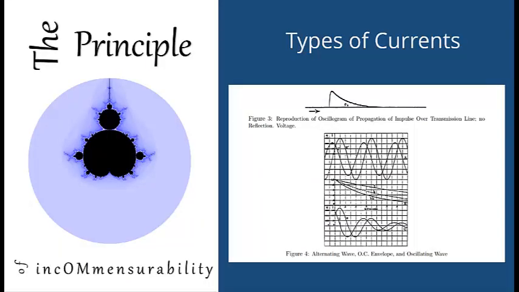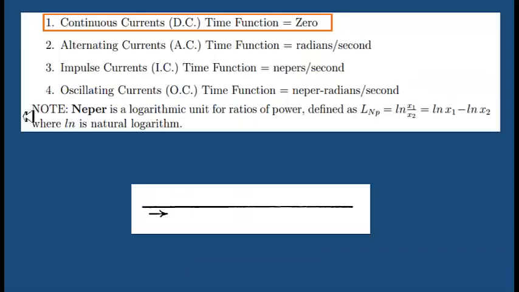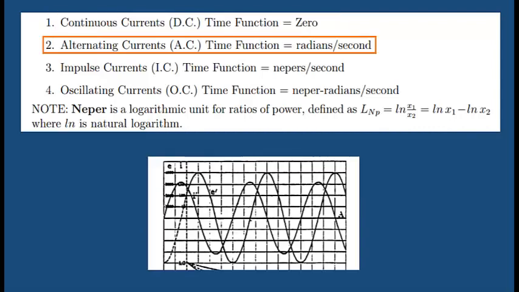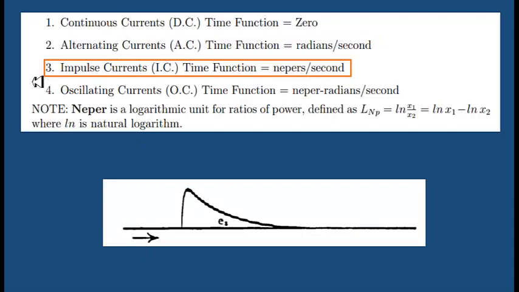So that is just a quick overview of all of the types of currents that Eric Dollard identifies in his paper. As a review, he identifies 4 types of current. He's got the continuous DC. He's got the alternating current with the time function radians per second, so this is in terms of radians. And he's got the impulse currents, which have a time function with units of nepers per second.